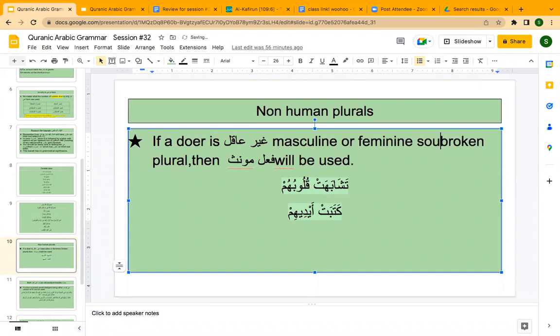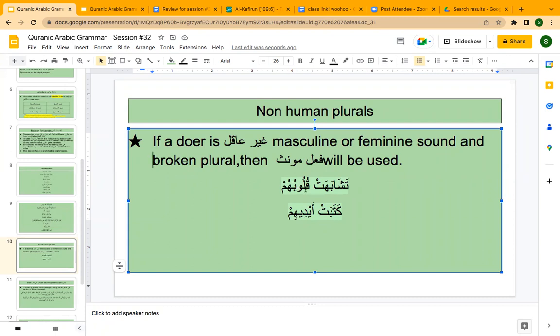So whichever form, even if it is sound plural or broken plural, for non-human, the fail is going to be in the hiya form. Okay? So here you can see qulub. What do you think about qulub? What kind of a word is it? Qulub means hearts. This word means hearts. Is it a sound plural or a broken plural?